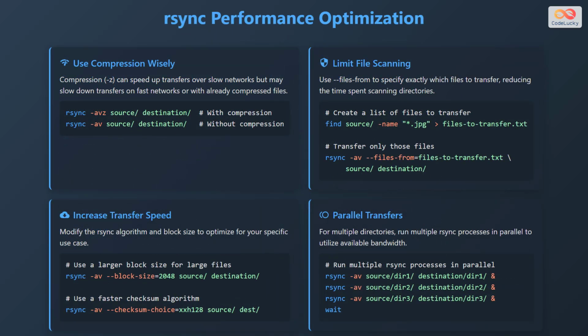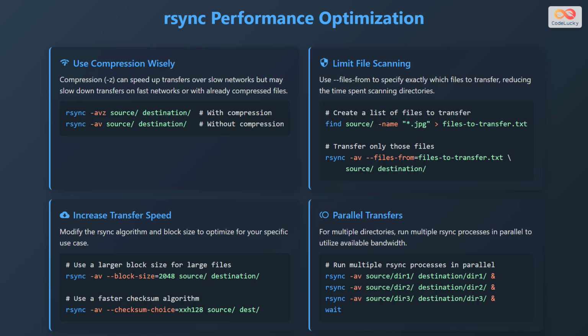Let's discuss rsync performance optimization. Using compression wisely is important. Compression, indicated by the option -z, can speed up transfers over slow networks but might slow down transfers on fast networks or with already compressed files. Use the command rsync -avz for compression, or rsync -av without compression, depending on your network and data type.